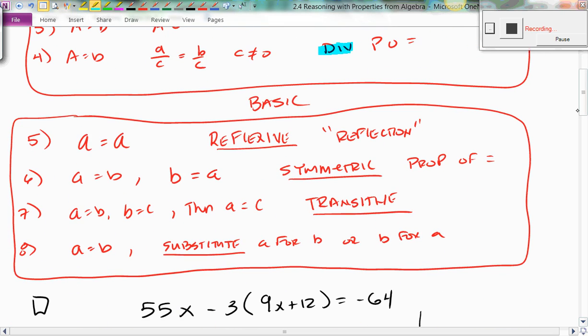Then we went over the basics, right? The reflexive property, which says that A is always equal to A. Symmetric property, which says that if A is equal to B, then B is equal to A. And the transitive property says that if A is equal to B and B is equal to C, well then A must be equal to C. Number 8, if A is equal to B, then you are allowed to substitute A for B and B for A. And we spoke about it like a soccer game. When somebody comes out, someone goes in, you're substituting one for the other there.